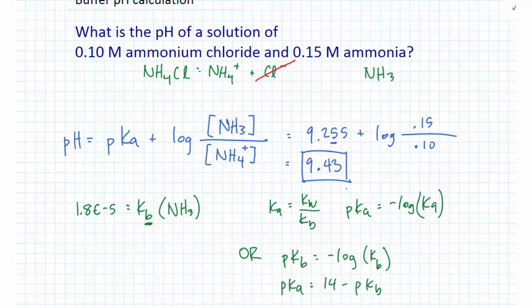So yes, pKa and pKb have the same relationship that pH and pOH have. When we defined that 14 relationship, 14 is pKw, in other words. Kw is 1 times 10 to the minus 14, so 14 is pKw. That's the sum of the pKa and pKb values, because Kw is the product of Ka and Kb.